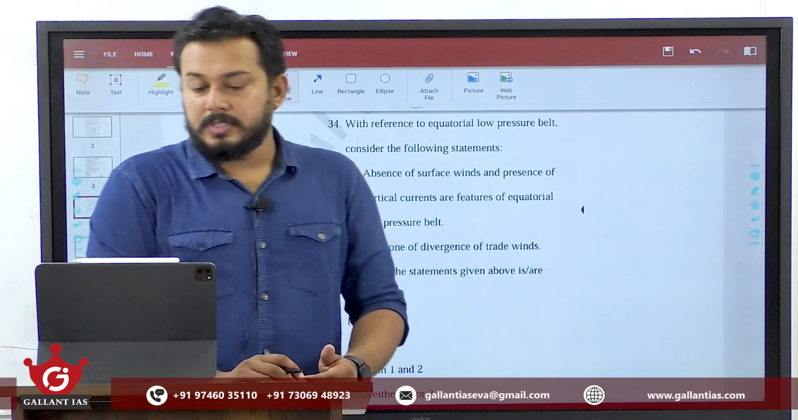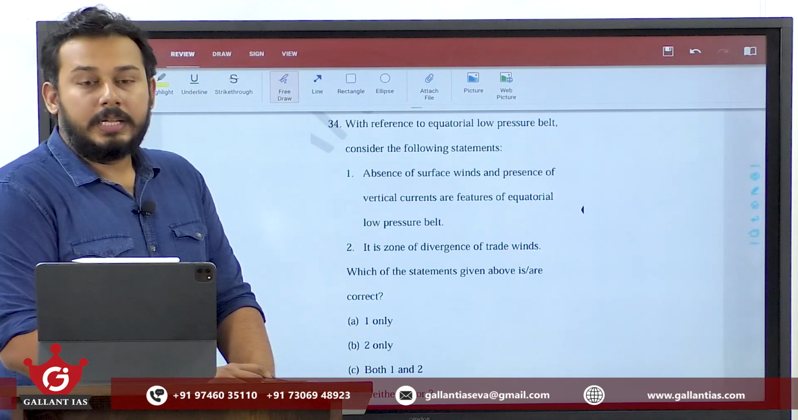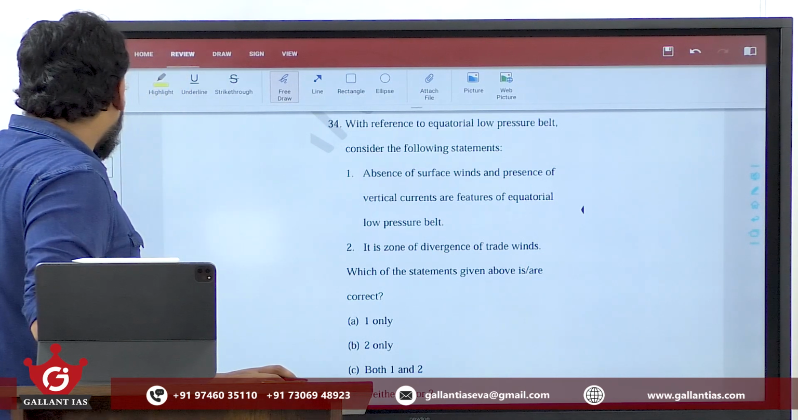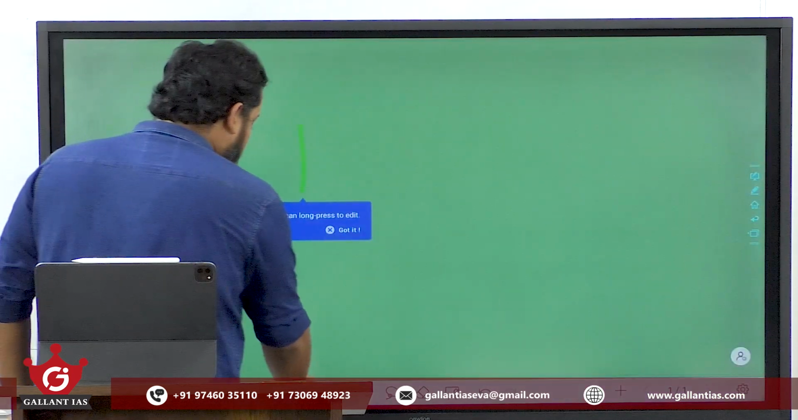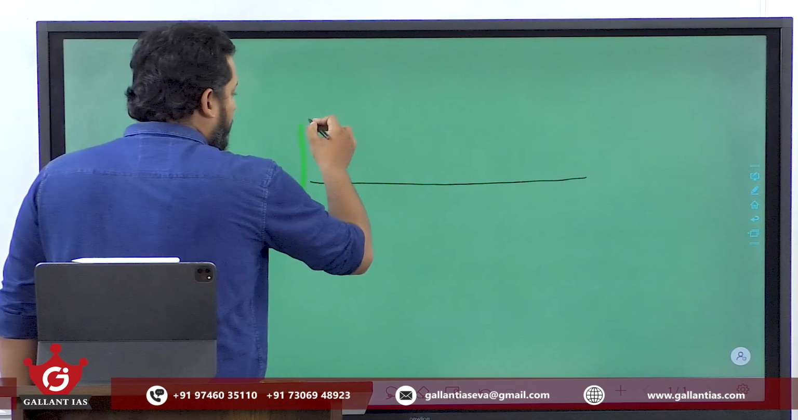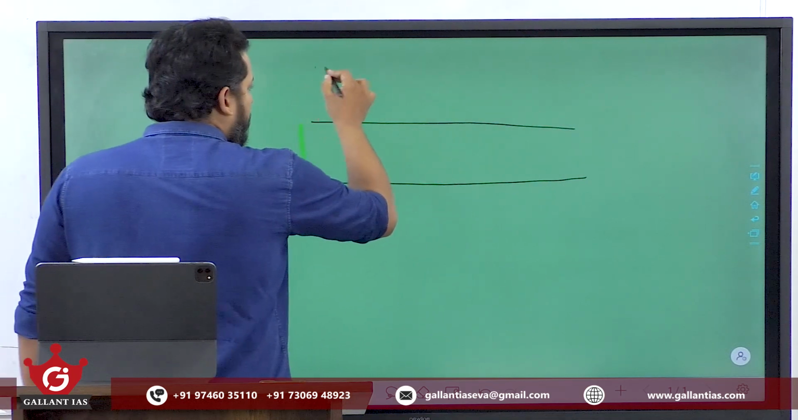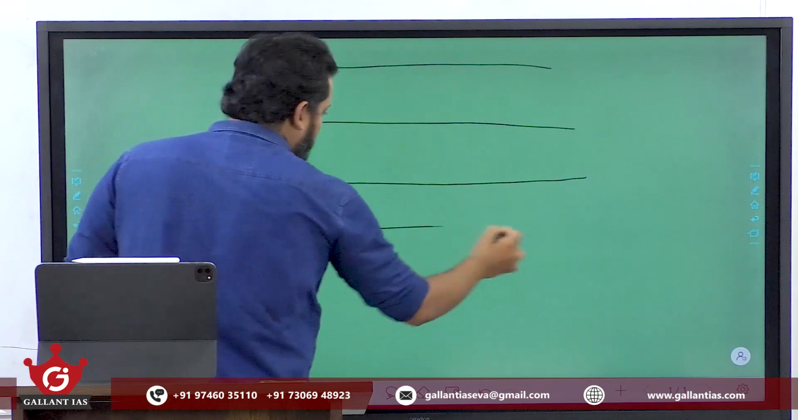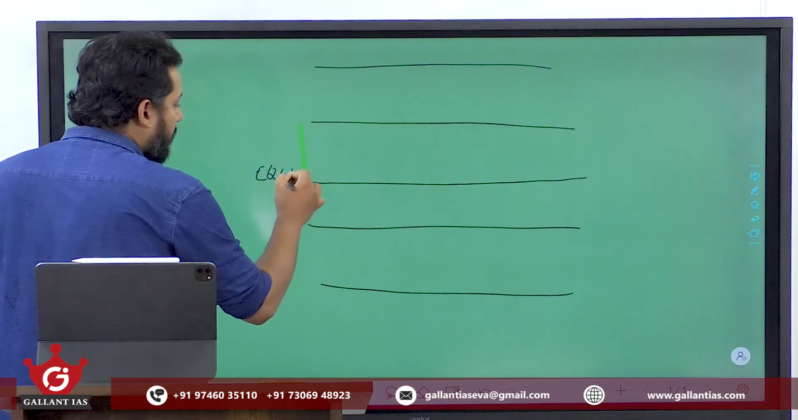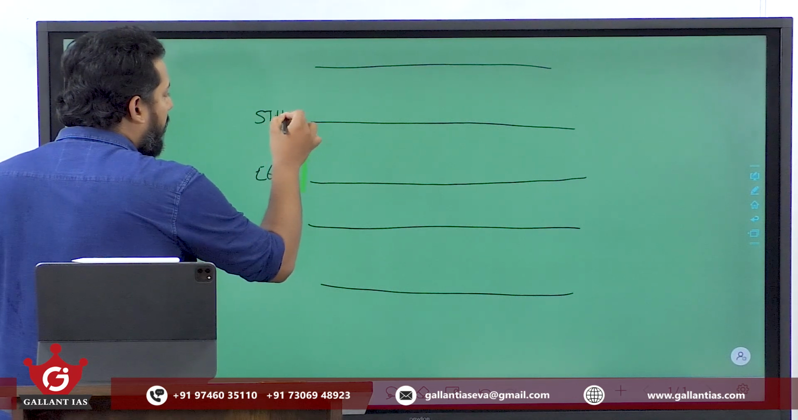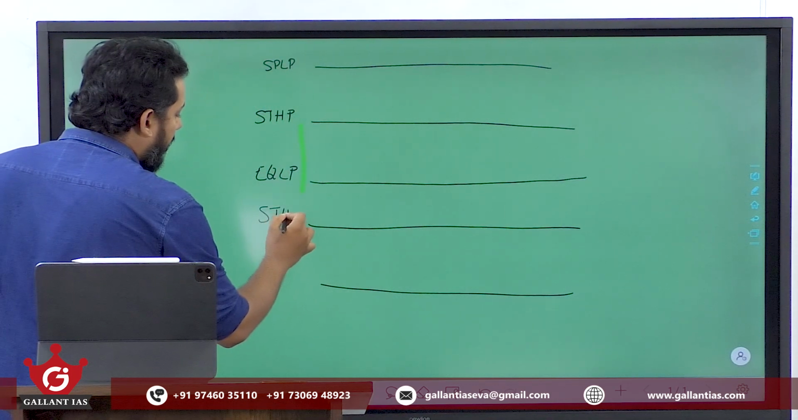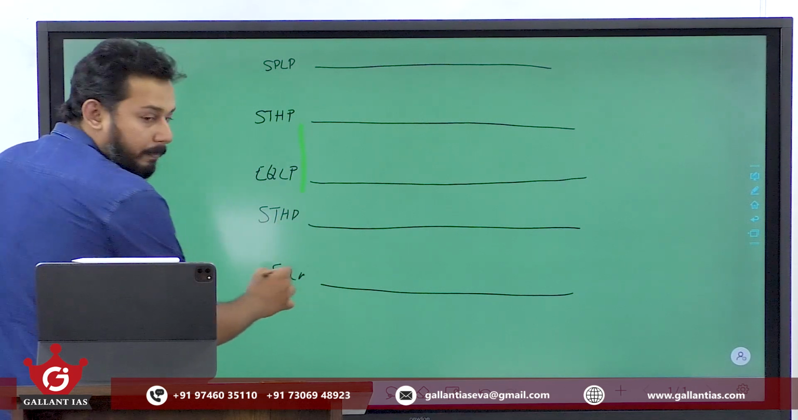So, absence of surface winds and presence of vertical currents are features of the equatorial low pressure belt. It's a zone of divergence of trade winds. Regarding pressure belts, if you want to study them, we know that we have an equatorial low pressure belt, a subtropical high pressure belt, subpolar low and polar high. So, this is the equatorial low pressure belt, this is the subtropical high pressure belt, and we have the subpolar low pressure, again subtropical high pressure and subpolar low pressure.